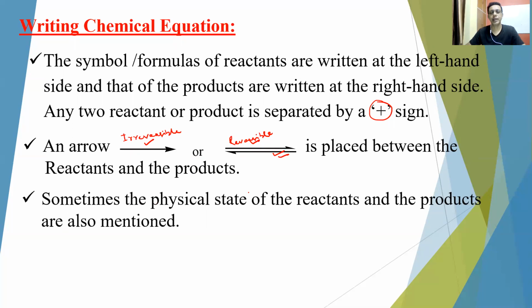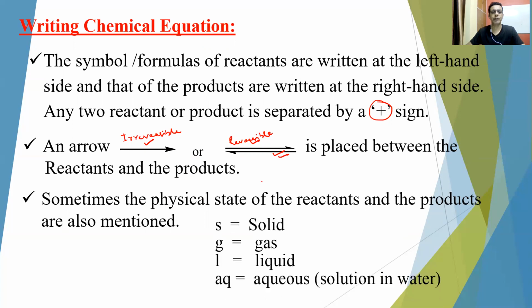Sometimes the physical states of the reactants and products are also mentioned to make the reaction more informative, to give more information about the reactants, the products, and the reaction. When you write S in brackets in a reaction, this means solid. Like if you write Na(s), that means the sodium is in the solid state. When you write hydrogen with G in brackets, this means the hydrogen is in the gaseous state.